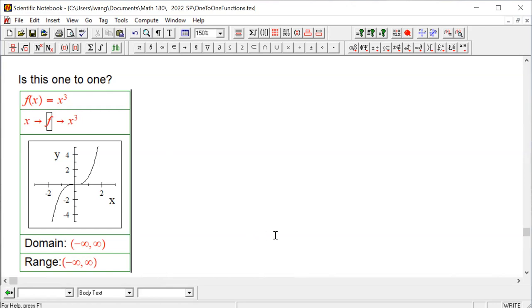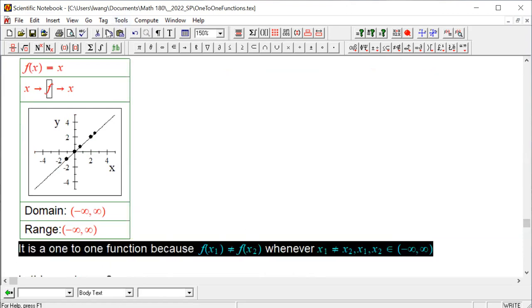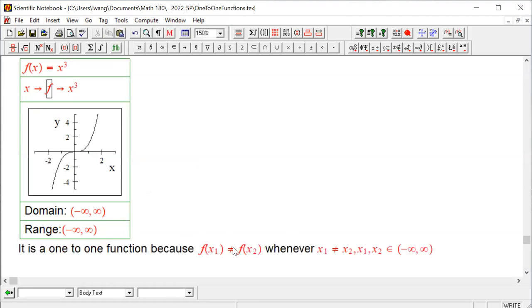It is one-to-one. But once again, I want to emphasize the importance of being able to use the words. So here I'm going to change the wording a little bit, because this particular function is a cubic function, right? It is one-to-one because whenever x1 is not the same as x2, I want you to apply the actual definition of function.